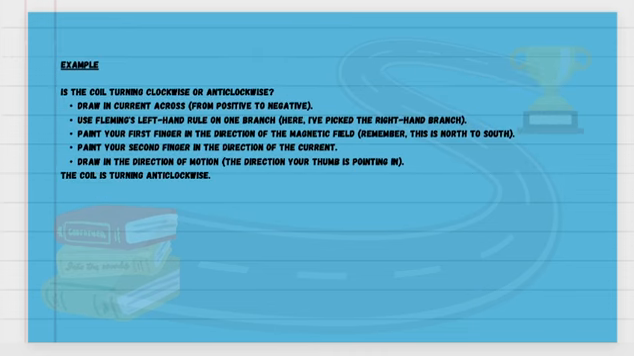Example: is the coil turning clockwise or anti-clockwise? Draw in current across from positive to negative. Use Fleming's left-hand rule on one branch. Here I have picked the right-hand branch.